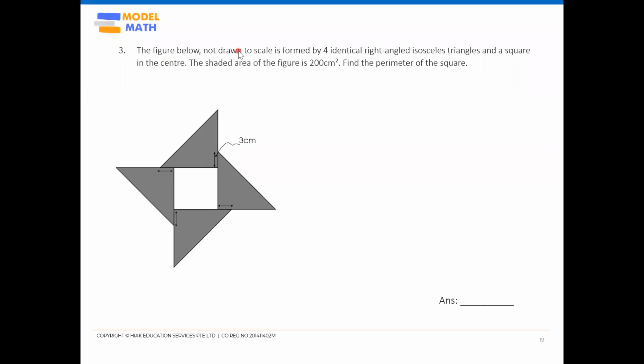The figure below, not drawn to scale, is formed by 4 identical right-angled isosceles triangles and a square in the center. The shaded area of the figure is 200. Find the perimeter of the square.